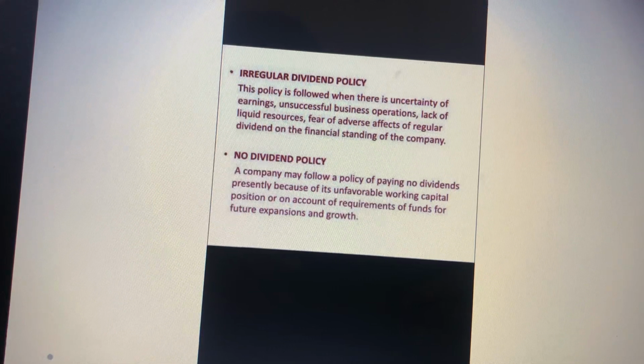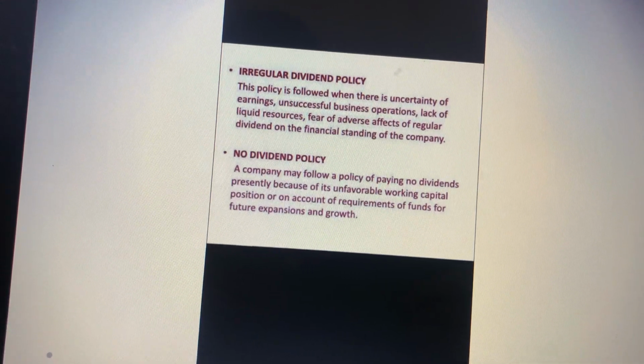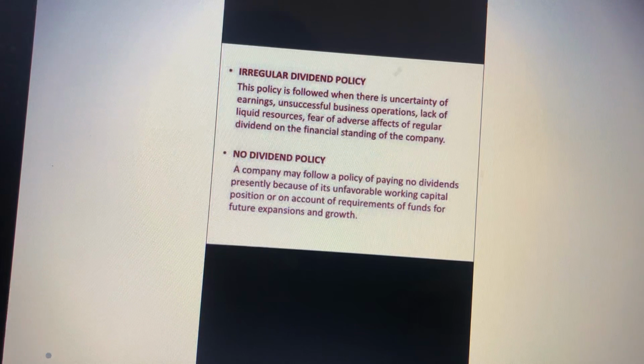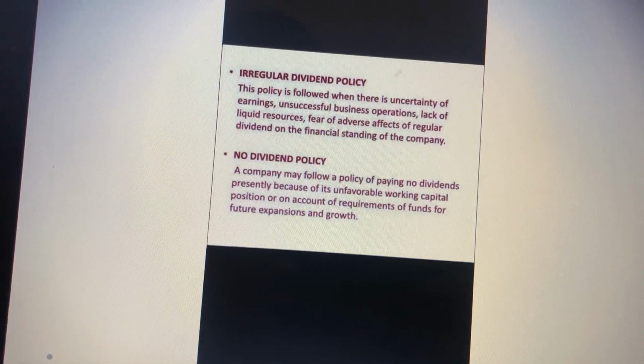We can add two more types of dividend policies like the conservative dividend policy, which means a policy under which a company retains a large part of profits to finance future expansion and growth. It distributes either no profits or only a small portion of profits. We can say minimum dividend to its shareholders.